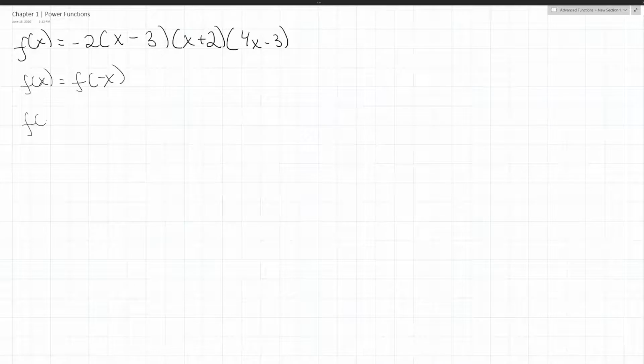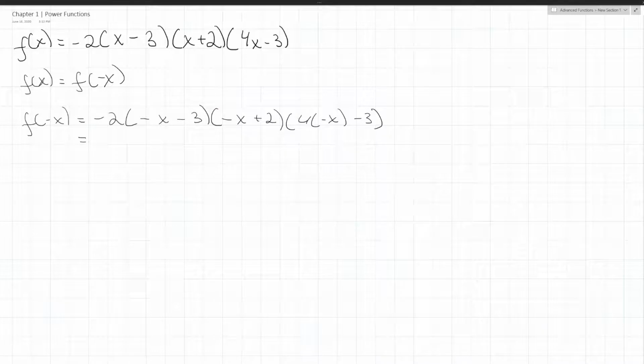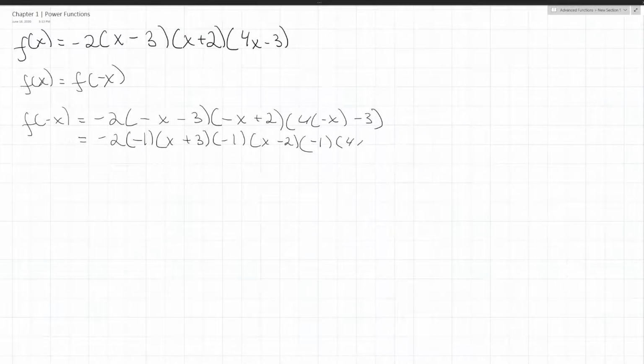So f of negative x is equal to negative 2, negative x minus 3, negative x plus 2, and then 4 times negative x minus 3. This is also equal to negative 2, and then we could remove the negative 1 from here: x plus 3. Here we can remove the negative 1 and get x minus 2. From here, it is negative 4 minus 3. Again, we could remove the negative 1, which we would get 4x plus 3. Let's move all the negative 1's together. We have 1, 2, 3 negatives, which would still make a negative. And then we have another one, which would make a positive. So we have 2, x plus 3, x minus 2, 4x plus 3.